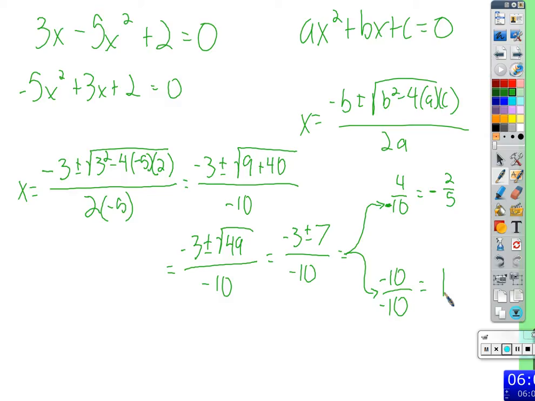Sometimes your solutions will come out nice. By nice, I mean fractions and maybe whole numbers. I didn't ask you to back up yet. So stop. Okay. So if these come out nice, what that tells you is that we actually could have factored this to start with, rather than using the quadratic formula.